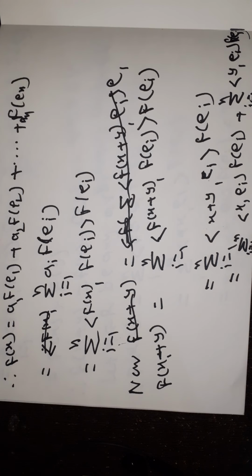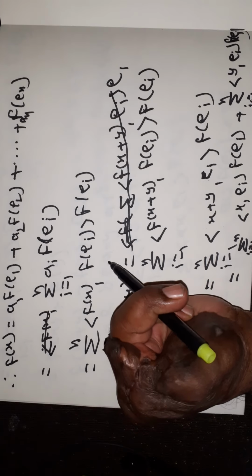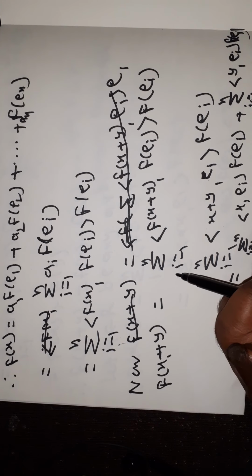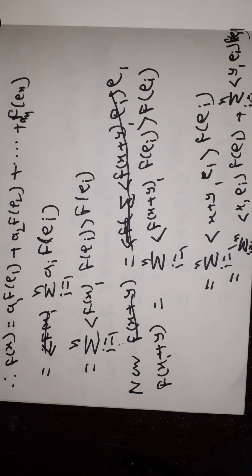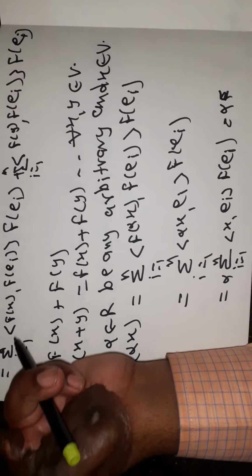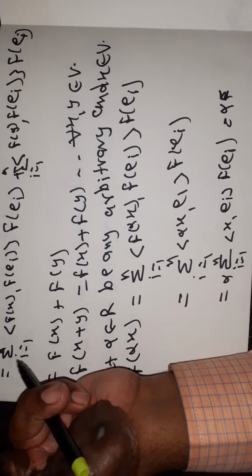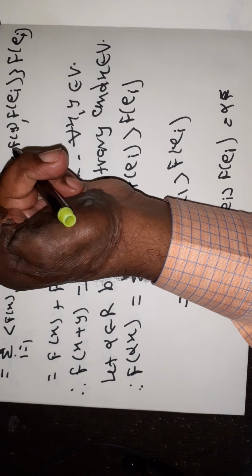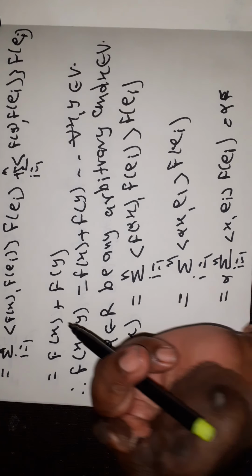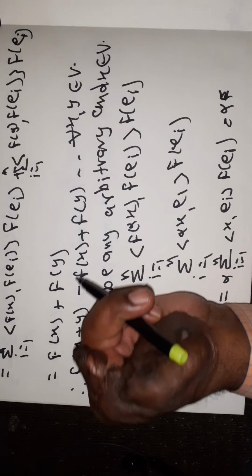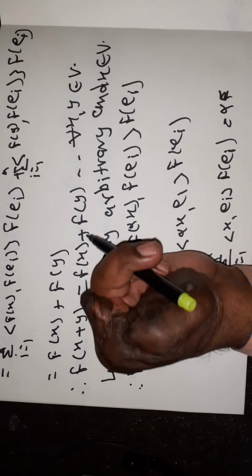Here f(x+y) is equal to the sum of the inner product of f(x+y) and f(ei) times f(ei), which is equal to the sum of the inner product of x+y and ei times f(ei), which is equal to the sum of the inner product of x and ei times f(ei) plus the sum of the inner product of y and ei times f(ei), which is equal to the sum of the inner product of f(x) and f(ei) times f(ei) plus the sum of the inner product of f(y) and f(ei) times f(ei), which is equal to f(x) plus f(y). Therefore f(x+y) is equal to f(x) plus f(y) for all x, y belonging to V.